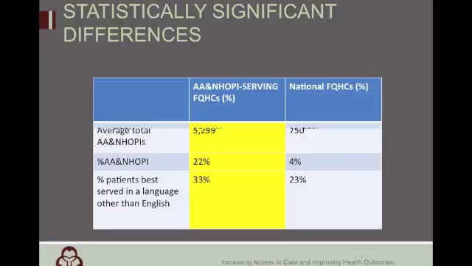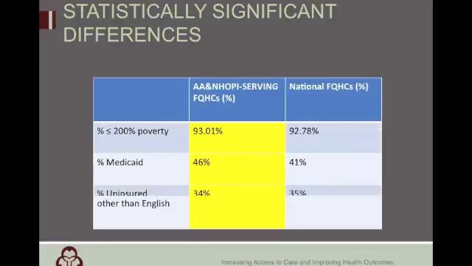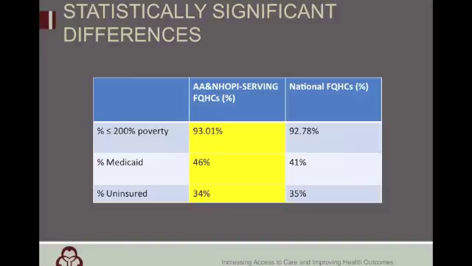So here, of the 112 FQHCs that are ANHOPI serving, they were spread across 27 U.S. states, 3 U.S. territories, and 3 other territories. Here on this slide, we present the top 5 states in terms of the number of ANHOPIs served, as well as the number of FQHCs serving them. So California, Hawaii, New York, Massachusetts, and Washington. Next slide, please.